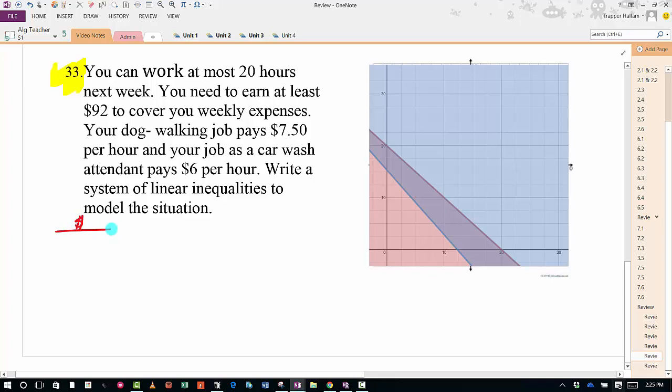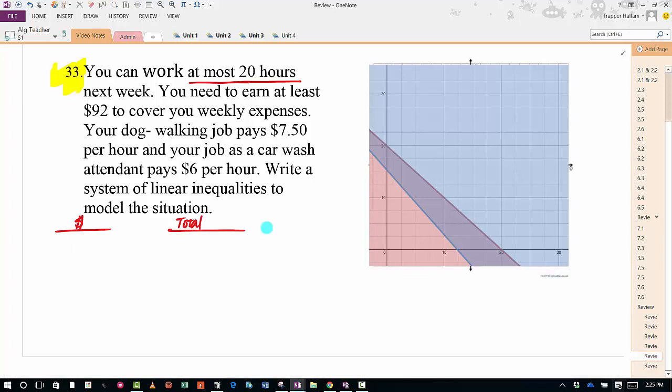The other one then gives us a restriction of how many hours we can work. It says we can work at most 20 hours. So that's kind of an hours restriction or a total hours. I'll call it a total restriction. So those are the 2 things or the 2 situations we're attempting to write for this.